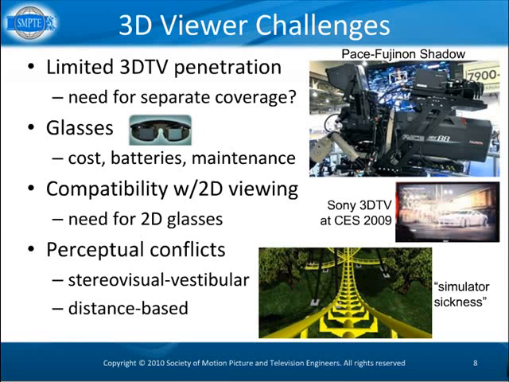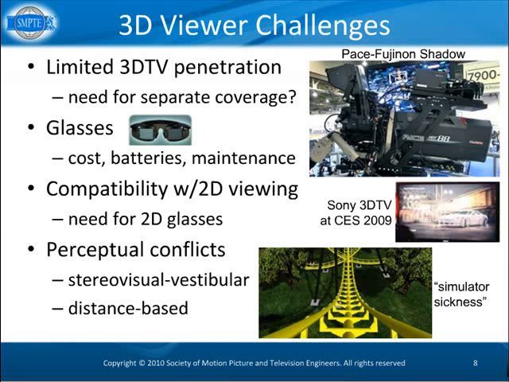Then there's glasses. At the moment, most 3D TVs are using active shutter glasses, and those have a significant cost, about $150 per pair at the moment. There are batteries that need to be changed. They need to be maintained. There's compatibility with 2D viewing.